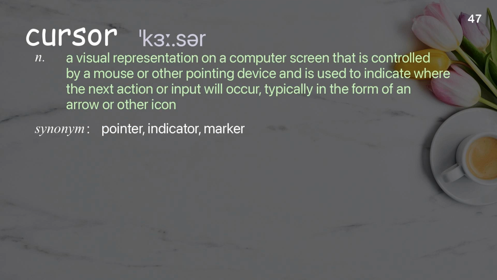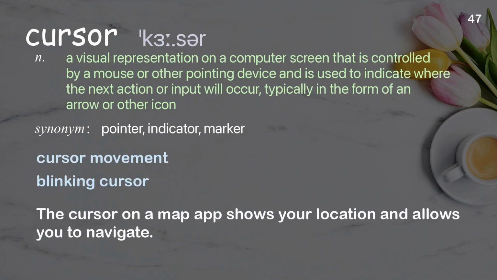Cursor. A visual representation on a computer screen that is controlled by a mouse or other pointing device and is used to indicate where the next action or input will occur, typically in the form of an arrow or other icon. Examples: Cursor movement. Blinking cursor. The cursor on a map app shows your location and allows you to navigate.